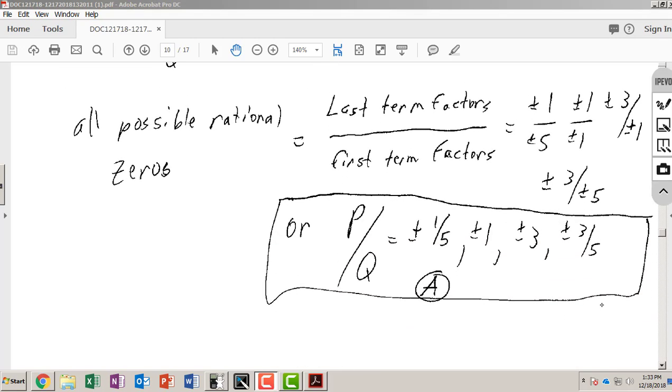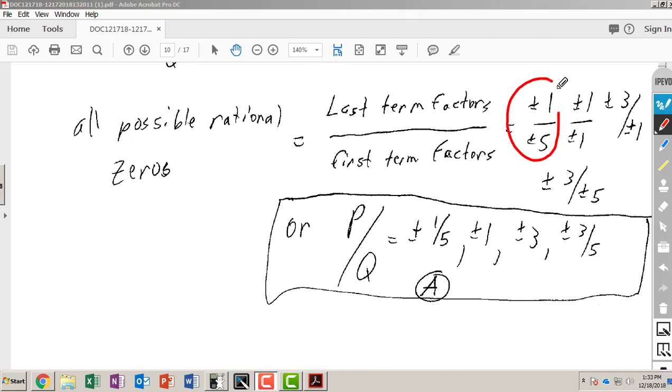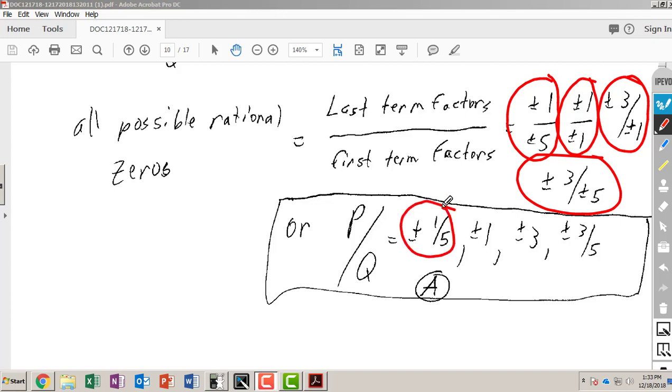I've got plus or minus 1 over plus or minus 5, plus or minus 1 over plus or minus 1, plus or minus 3 over plus or minus 1, and plus or minus 3 over plus or minus 5. When I simplify that down, you're just left with plus or minus 1/5, plus or minus 1, plus or minus 3, and plus or minus 3/5. So that answer is A.